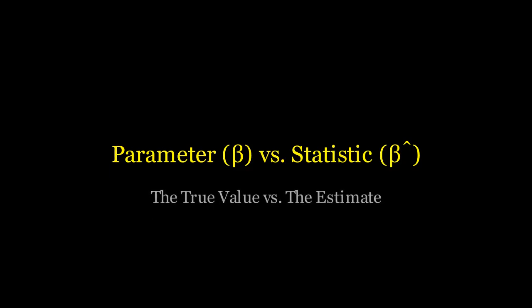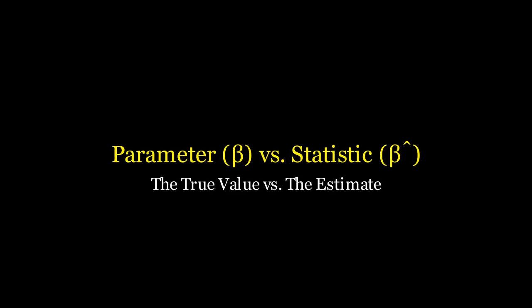Welcome to the fundamental bridge between reality and data, the distinction between the parameter, beta, and the statistic, beta hat. In the world of science and economics, we rarely know the absolute truth. We only have estimates. Today, we will learn how to distinguish the true value from our best guess.